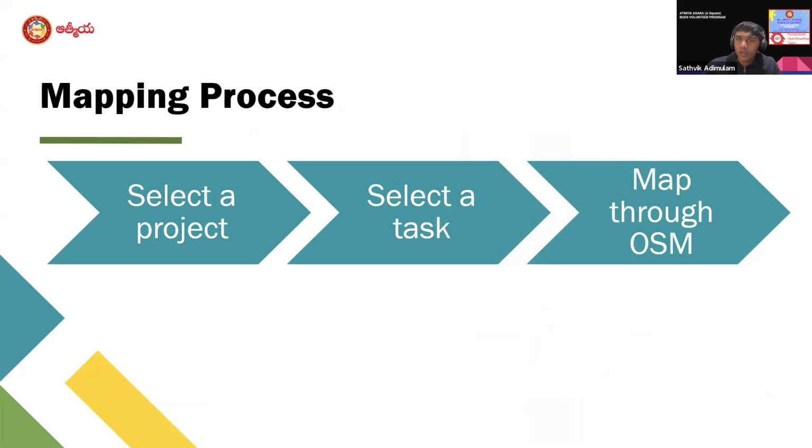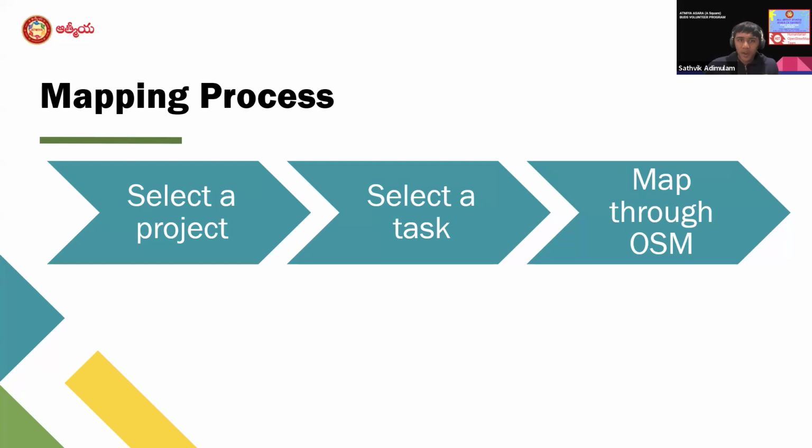I'll elaborate more on this during the live demonstration, but this is a general overview of how mapping works. So first, you're going to select a project in the website. The higher ups for HOTOSM, they're going to create a project based on where a disaster happened or wherever a mapping is needed.